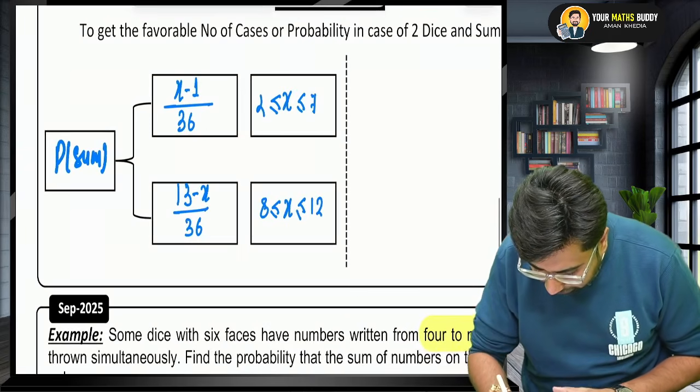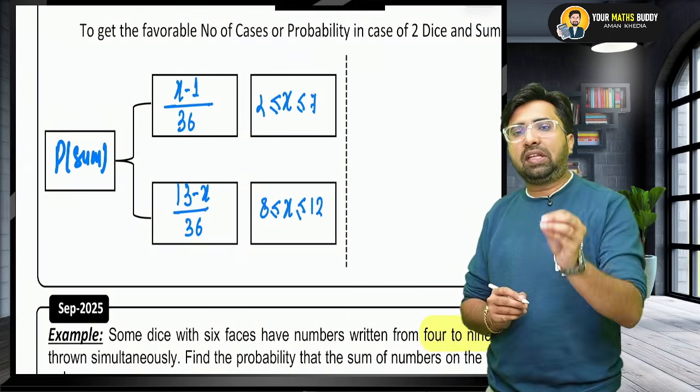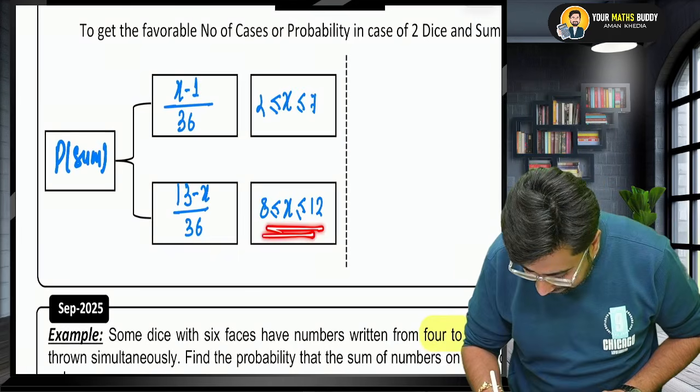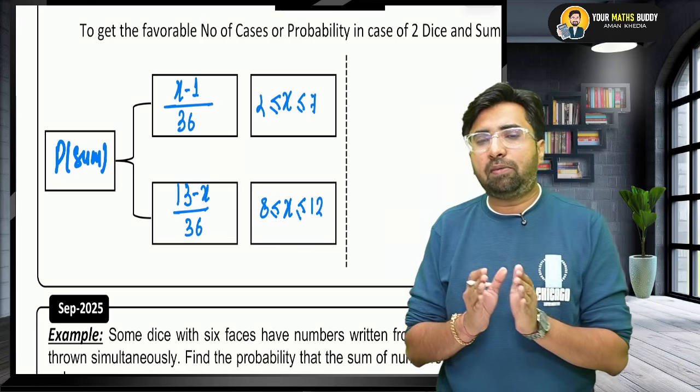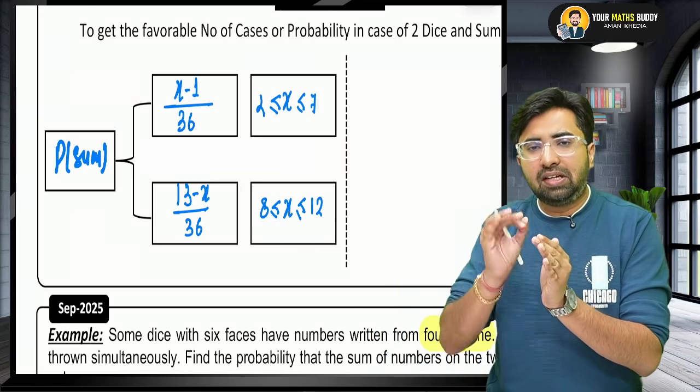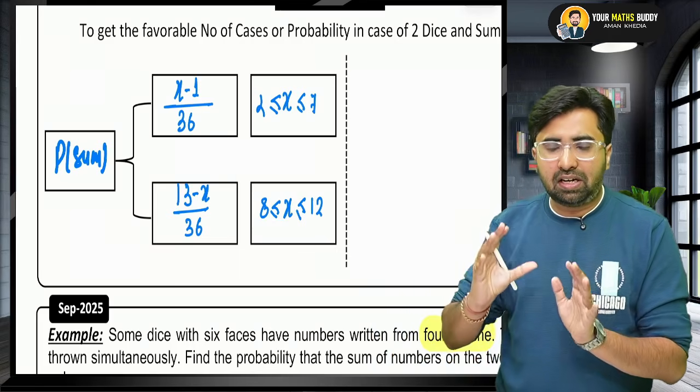If you want to get the sum from 8 to 12, if you want to get the sum as 10, it will lie in this series. Put 13 minus 10, 3 will be the favorable cases. Out of 36 cases, 3 times you will get sum 10, divided by total 36.